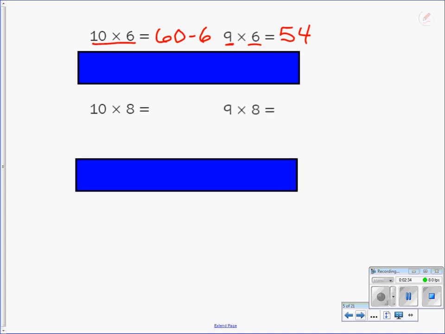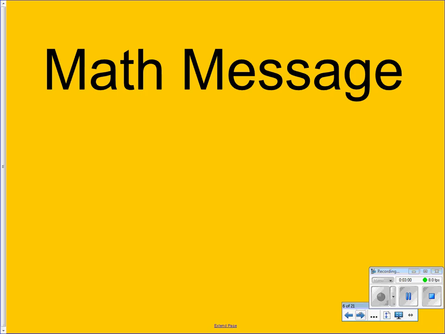Our next one, 10 times 8 is 80, okay? The next one is 9 times 8, so we have one less group of 8. Okay, so 80 minus 8 is 72, so 9 times 8 is 72. Okay, boys and girls, this is where it works out. Knowing your 2s, 5s, and 10s, you can use those as your helper facts.